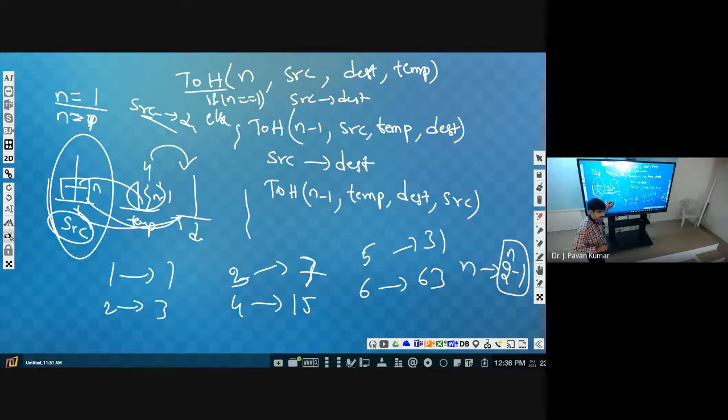Why? From temporary to destination, it is independent of it. Try to understand. I am saying from temporary to destination, just I am changing the names, that's it. So source will be this temporary only for those 4. Destination will be this. You can use this one as the temporary. So we will be having 2 power 4 minus 1, that is 15 steps only. Understand? So this is the formula for number of steps that we require.